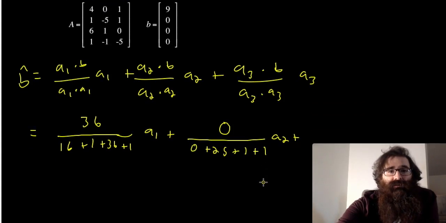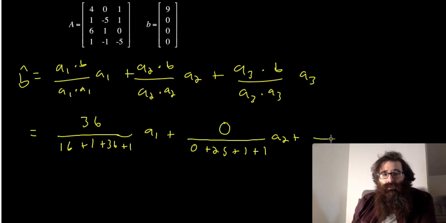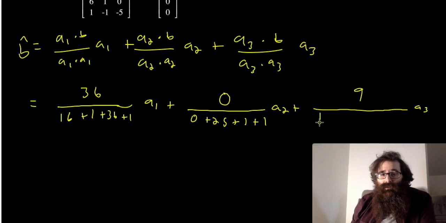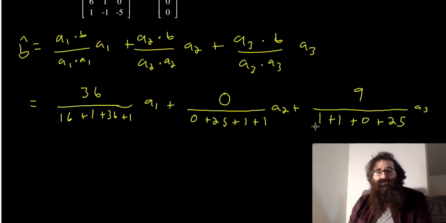And then scrolling down here, because there's one more piece, I didn't forget about it. 1 times 9 gives me 9, and then the rest are going to be 0, right? But then divided by A3 dotted with itself: 1 times 1 is 1, and 1 times 1 is 1. 0 times 0 is 0. Negative 5 times negative 5 is 25.